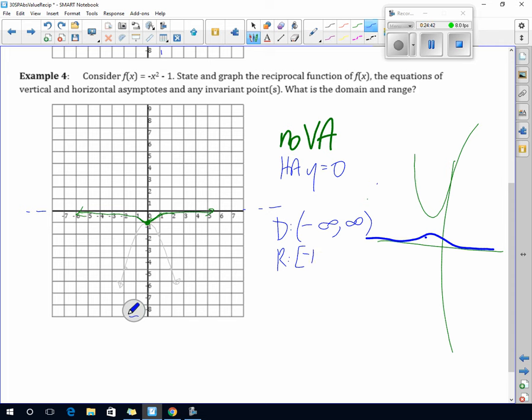Because you have everything in your back pocket of how to do this, right? You start with where the height is 0, put a vertical asymptote. There was no vertical asymptote. Then you go to your 1s, find your invariant points, plot them. Small becomes big, big becomes small, you're done.